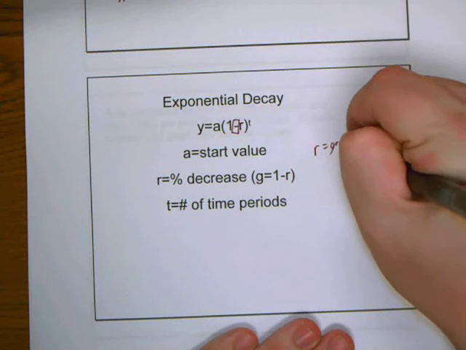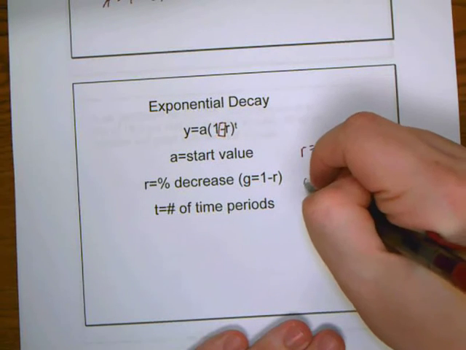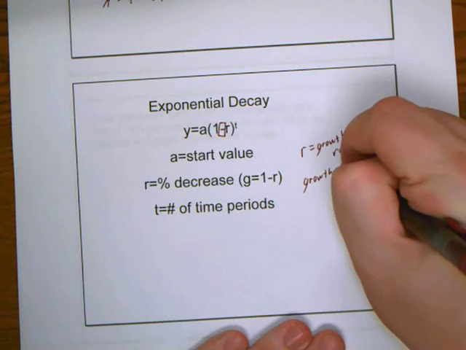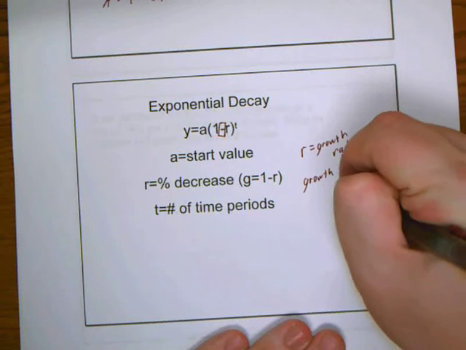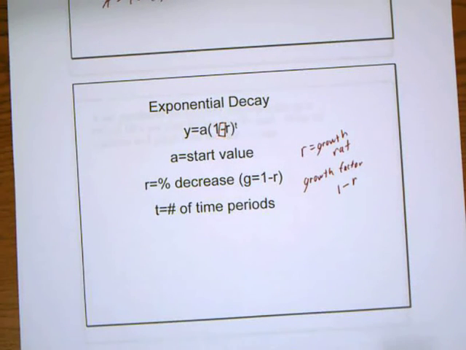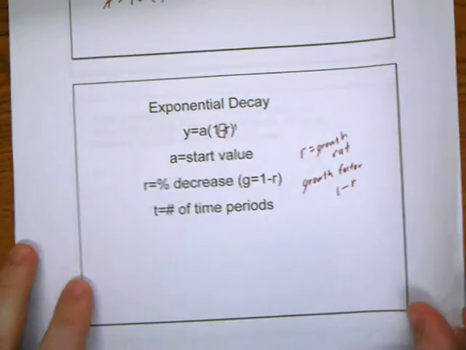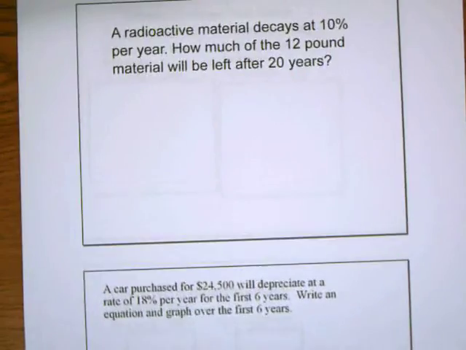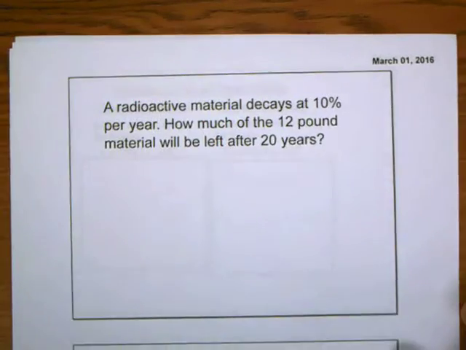A is still going to be our start rate. R will still be our growth rate. This time, though, our growth factor will be 1 minus r instead of 1 plus r, and t is still going to be the number of time periods.